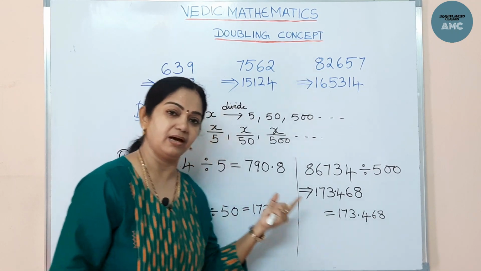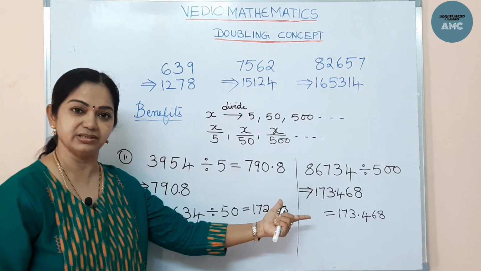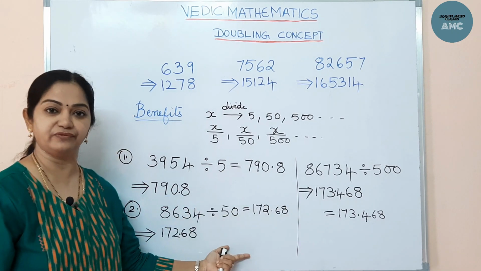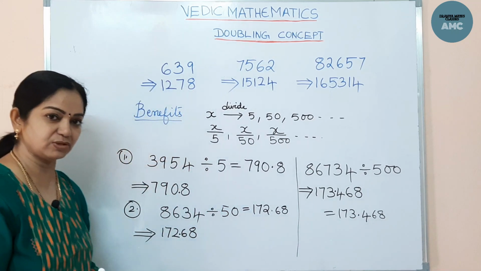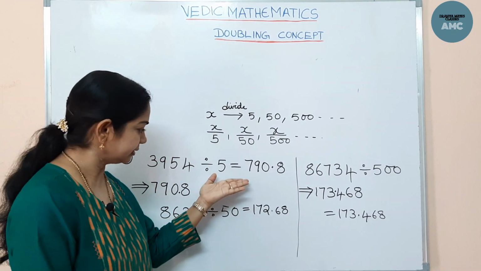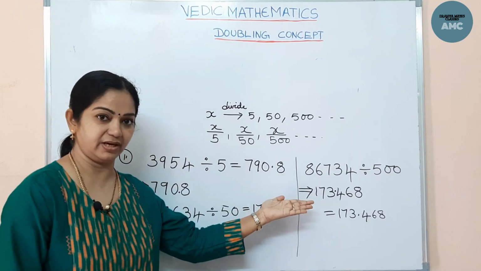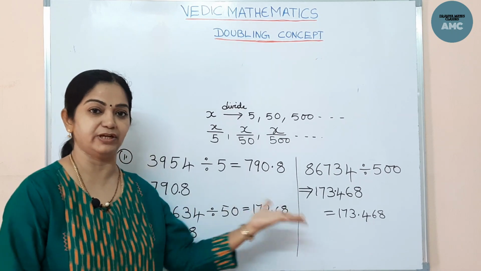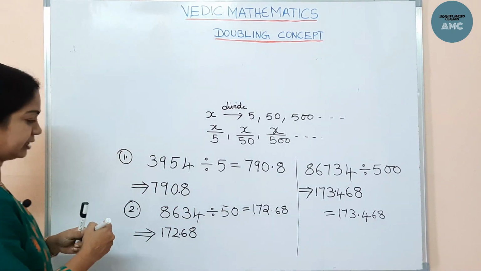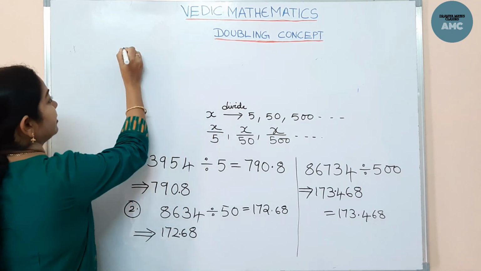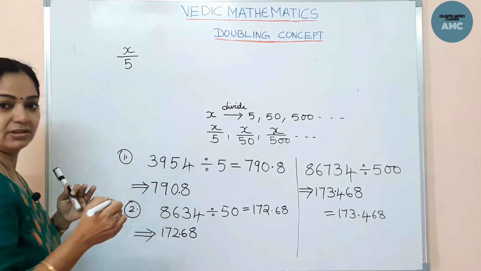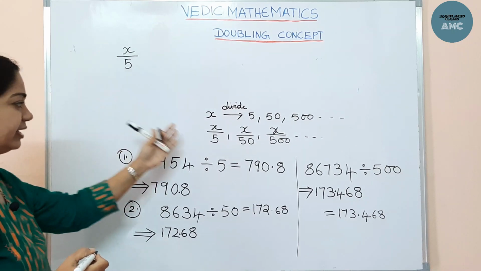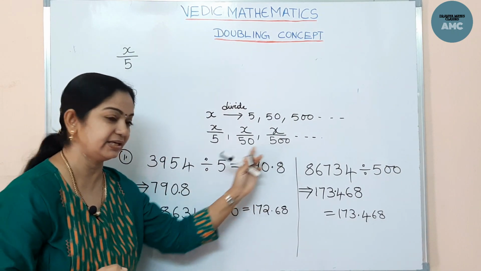I am not doing any division here, but I am using the doubling concept, placing the decimal after 1 digit, 2 digits, 3 digits. If it is 5, 1 digit, for 50, 2 digits, for 500, 3 digits. Okay? Right. Quickly pause the video, note it down. See here what logic we have used, the logic behind it, we will know it.